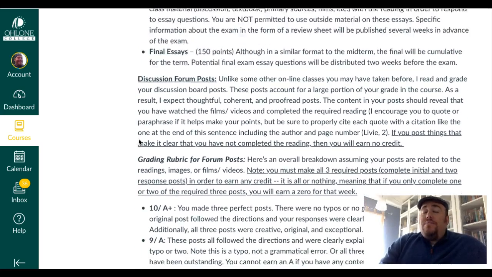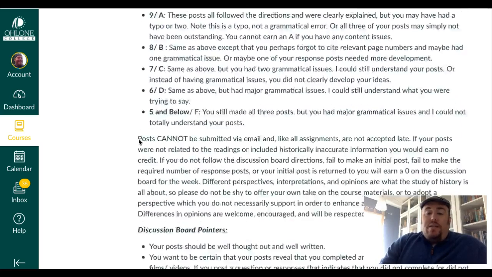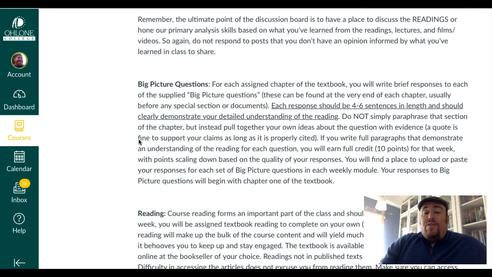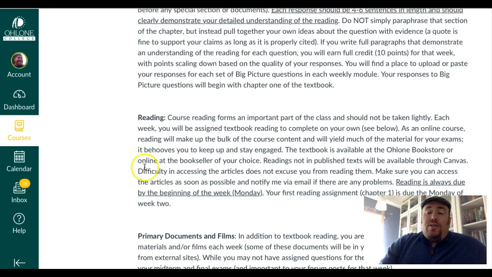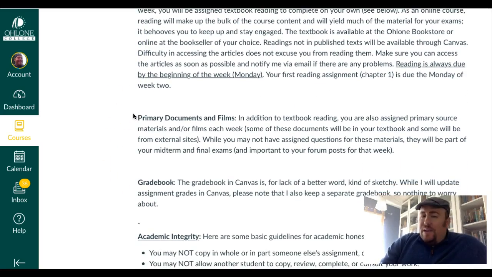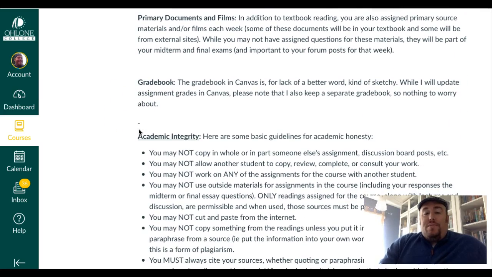Now, I want you to take some time to read carefully over each of these sections dealing with discussion forum posts. It actually has a rubric there and explains how they work, big picture questions, talks a little bit about the reading here, which I've explained a little of already, and talks a little about primary documents and films.